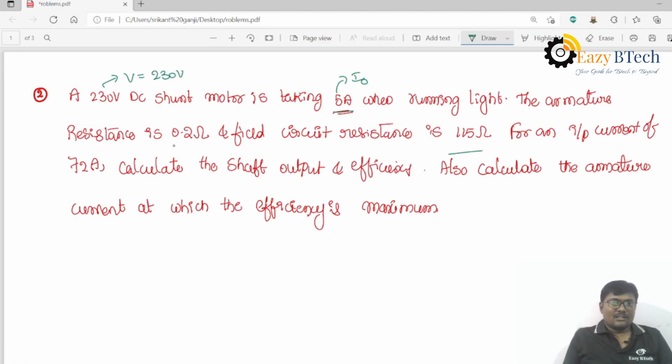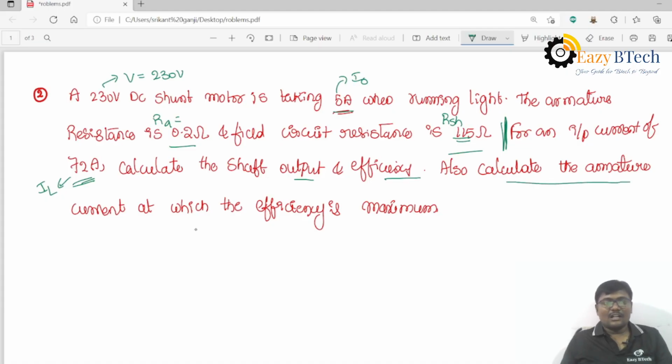The armature resistance RA is 0.2 ohms, and the field circuit resistance is 115 ohms. For an input current of 72 amperes, this is called the line current, is 72. Calculate the shaft output and efficiency. Also calculate the armature current IA at maximum efficiency.